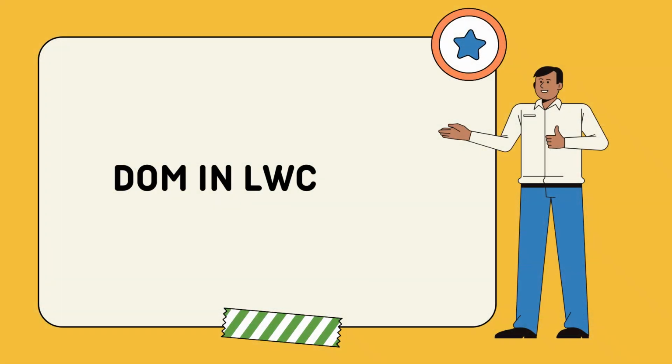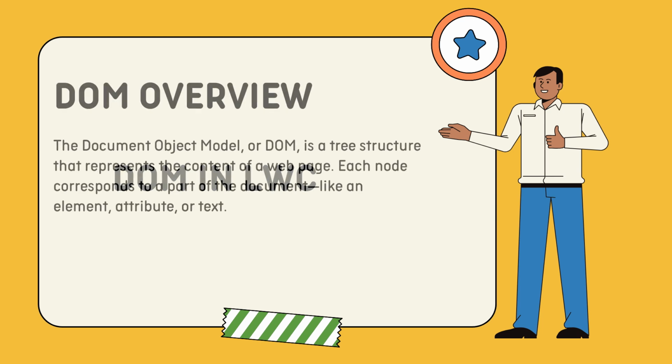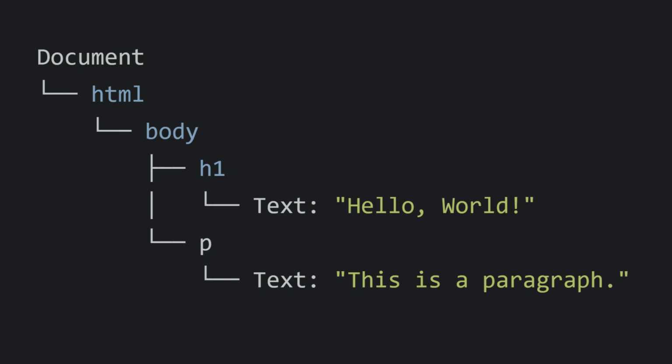In this video, we will dive into understanding the Document Object Model, which is also called DOM. We will also understand shadow DOM and DOM queries in LWC. Document Object Model, or DOM, is a tree structure that represents the content of a web page. Each node corresponds to a part of the document, like an element, attribute, or text. Here is a simple representation of the DOM.